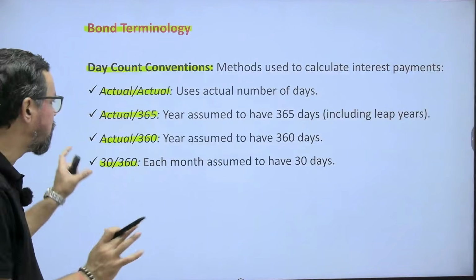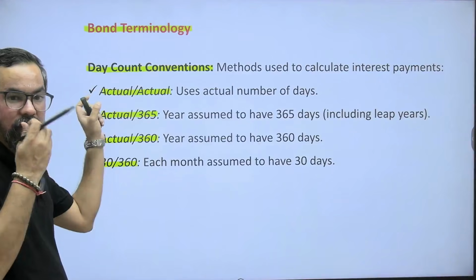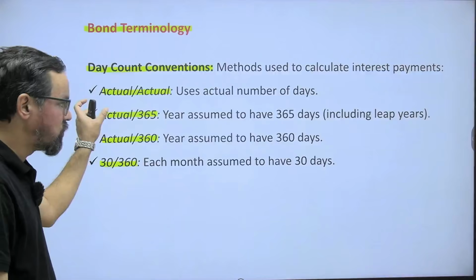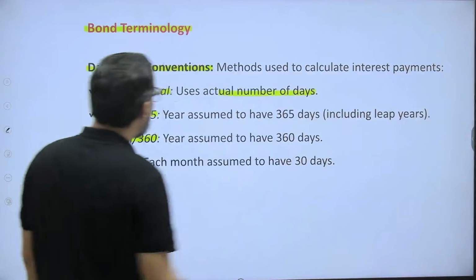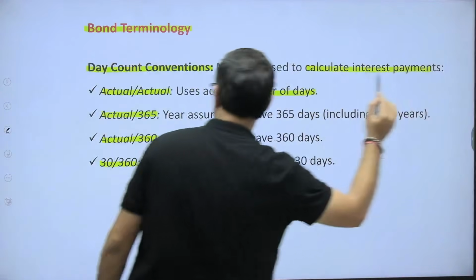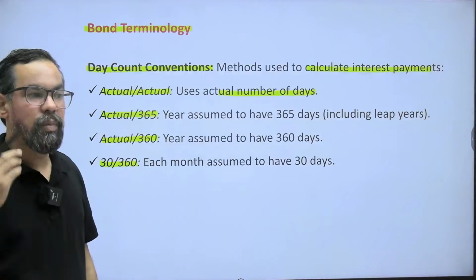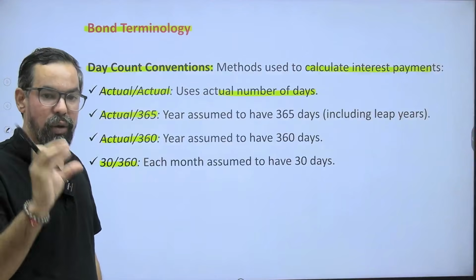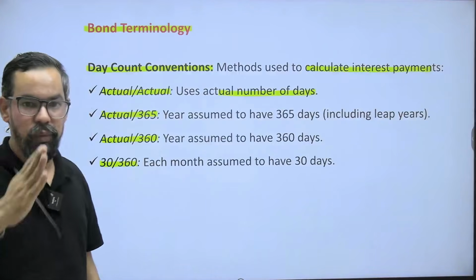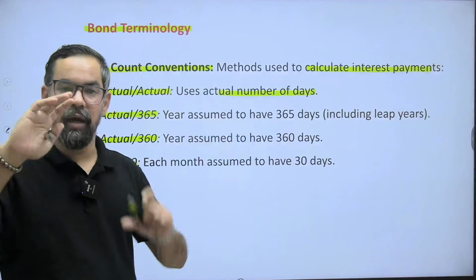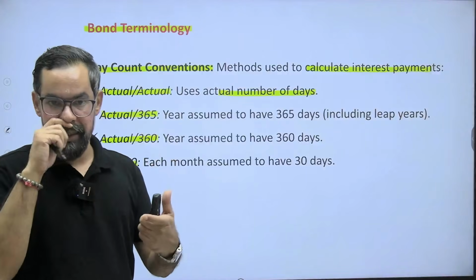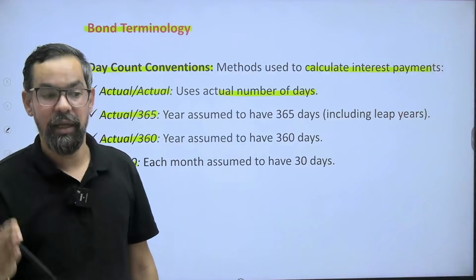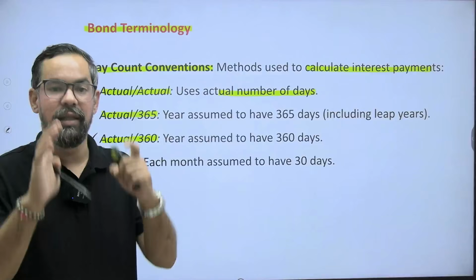What is the meaning of this? Actual means the number of days we hold that particular bond and the number of days in the month; we use the actual number of days. This is the method used to calculate interest payments. Let's say you purchase a bond and you sell after 20 days. Your interest will be calculated on actual days. Let's say the annual interest is 10% per annum. Then that 10% can be half-yearly, every 6 months, quarterly, monthly, or daily. In India, we stop that calculation on a daily basis.